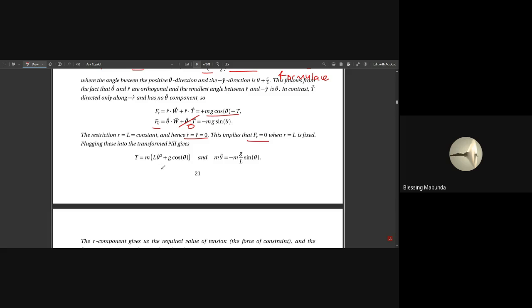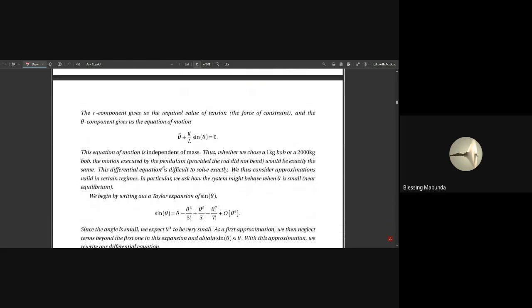Right, then the r component gives us the required value of tension, the force of constraint, and the theta component gives us the equation of motion. And this doesn't have any mass terms in it, right? So it's independent of mass. Whether we choose a 1 kilogram bob or a 2,000 kilogram bob, the motion executed by the pendulum, provided the rod holds, will be exactly the same.